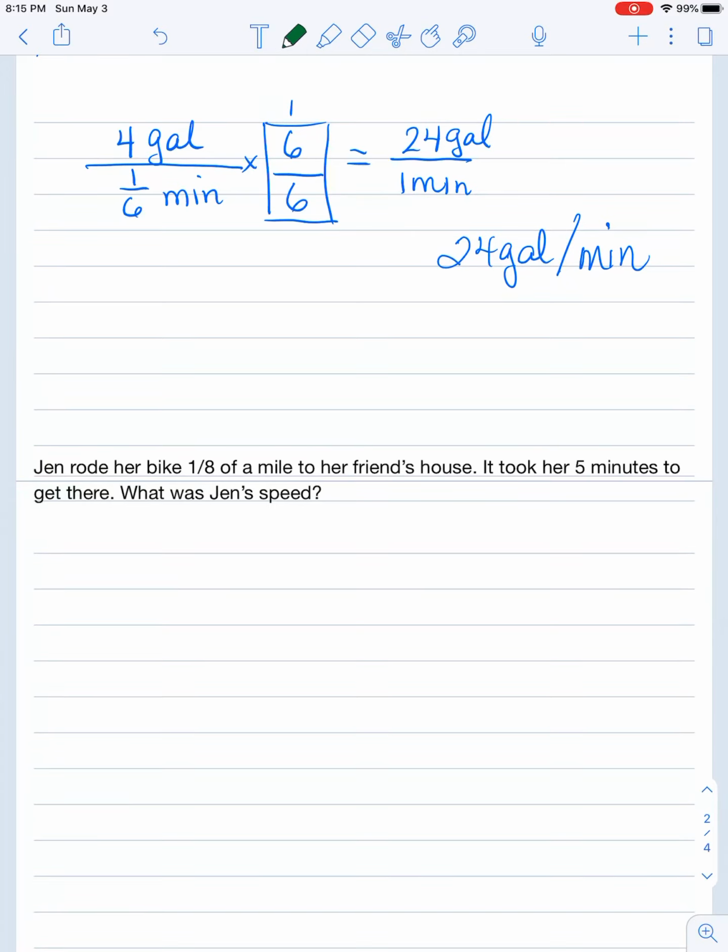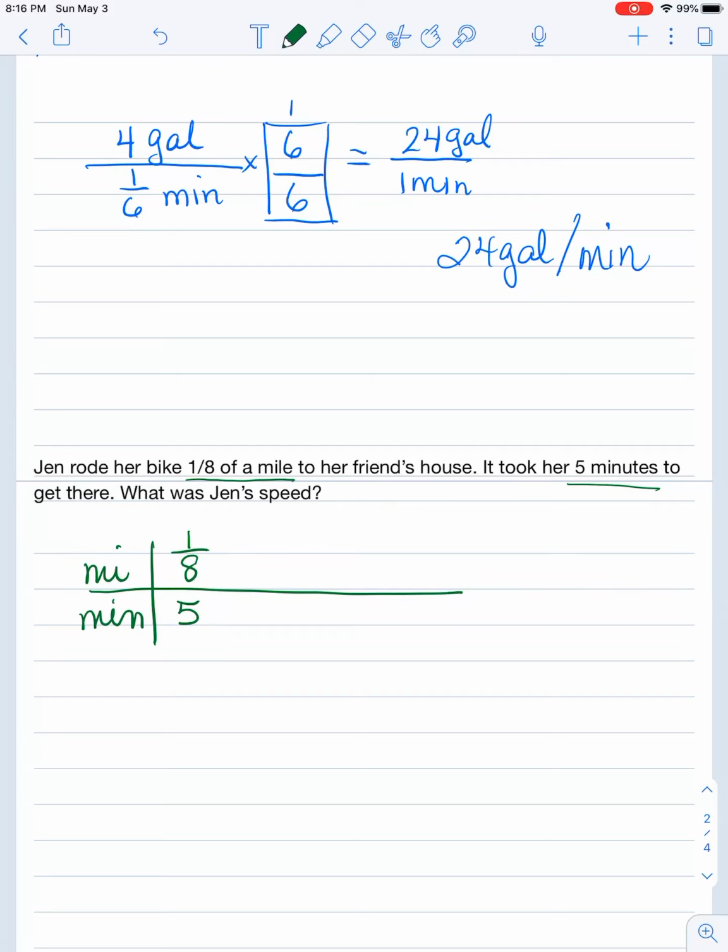Jen rode her bike 1/8 of a mile to her friend's house. It took her 5 minutes to get there. What was Jen's speed? Okay, again, we're looking for per minute, right? And we have that it took her 5 minutes and she rode 1/8 of a mile. Now, what makes this problem different than the other two? If we look at it, let's do a ratio table. Okay, and we are comparing miles to minutes. Okay, and let's fill in directly from our problem. Okay, we have 5 minutes and 1/8 of a mile.